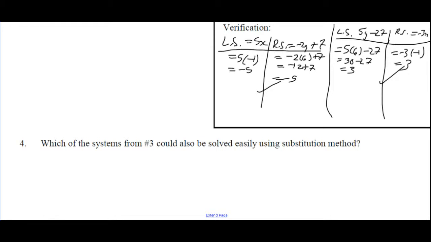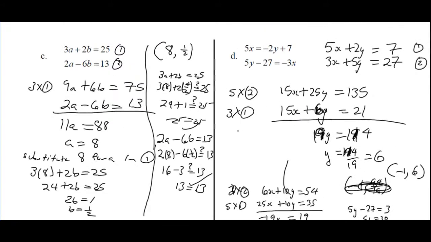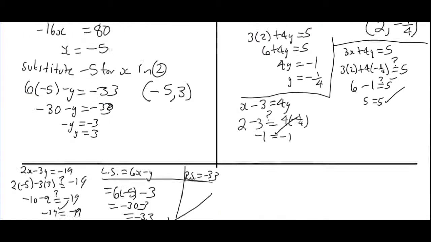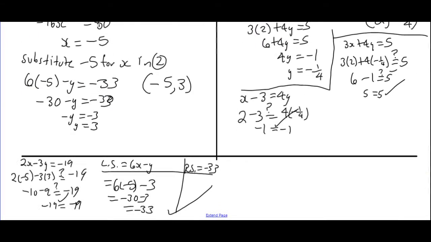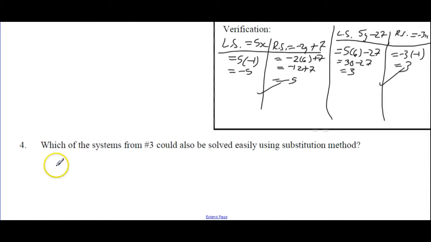Which of the systems from number 3 could easily be solved using the substitution method? Anything where a variable is by itself, which is none of those. So actually this one, so A or B. So either A or B, because you have a variable by itself.